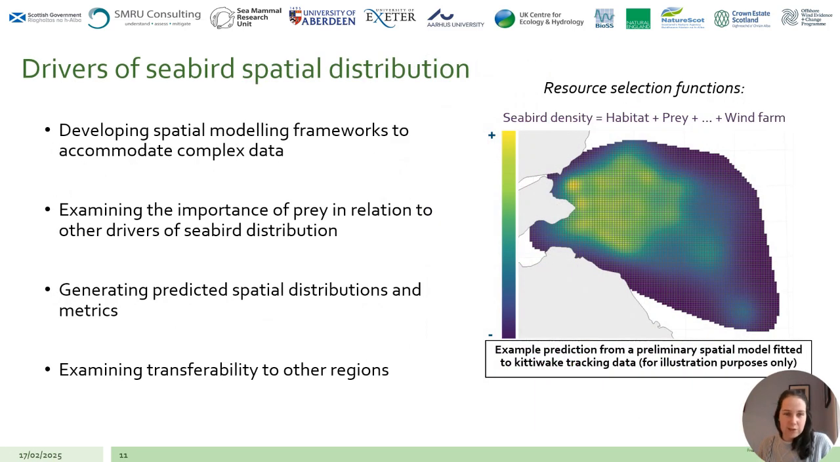To look at drivers of seabird spatial distribution, we're working to develop spatial modelling frameworks that can incorporate all the different types of complex data that we're working with, including GPS tracking data, environmental and prey data. We're examining the importance of prey in relation to other known drivers of seabird distribution and generating predicted spatial distributions and metrics that will be incorporated into Seaboard, the impact assessment tool, going forward. We're also working to examine the transferability of the patterns and relationships that we find to other regions beyond the Forth and Tay. I'll now hand you over to Chris.